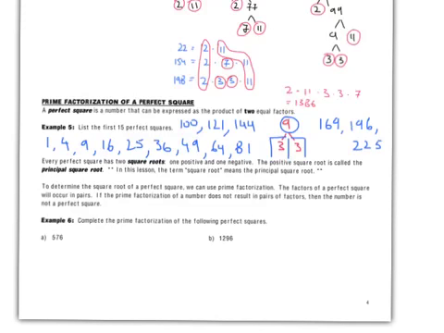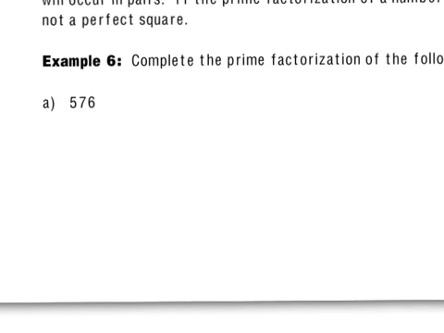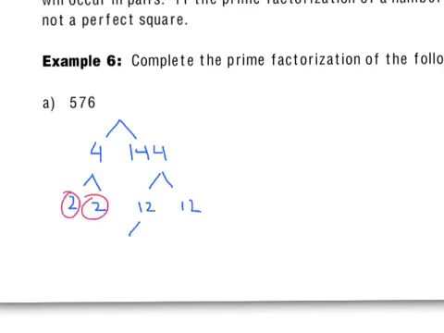So here we go. It says down here, example number 6, complete the prime factorization of the following perfect squares. Let's do this one, 576. So 576 factors into, again, I'm not really sure. I'm going to try 4 here. 576 divided by 4. Yeah, that works. So 4 times 144. And then 2 times 2, 12 times 12. And these 2's are prime, so I'll circle these, but these 12's further factor into 2 and 6, and then 2 and 3, 2 and 6, and then 2 and 3.